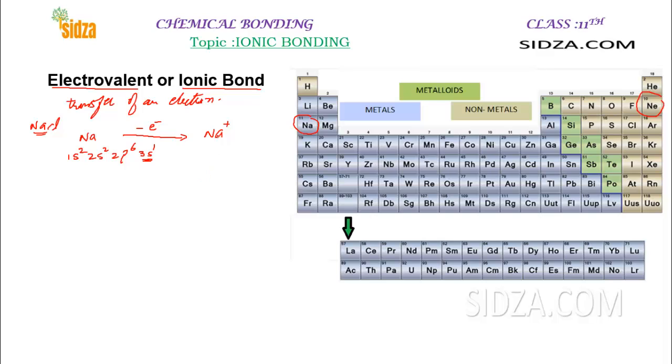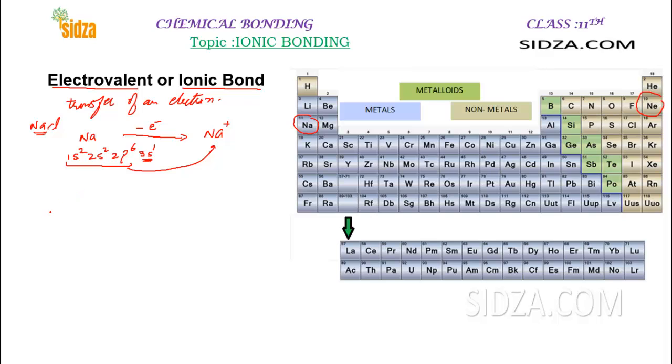Sodium with a positive charge, and this sodium ion has 1 electron less than the neutral sodium atom. That means its electronic configuration will be 1s2, 2s2, 2p6. That will be the electronic configuration of the sodium ion, and that is actually the electronic configuration of neon with the atomic number 10. So when sodium loses an electron, the same electron will be accepted by the chlorine.